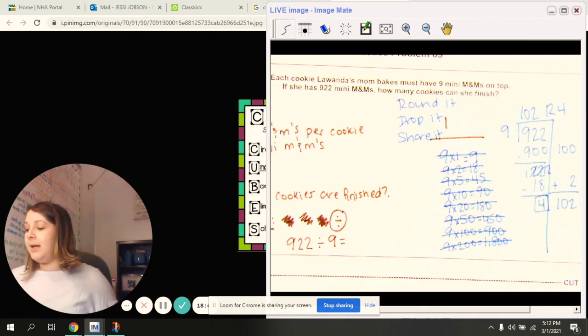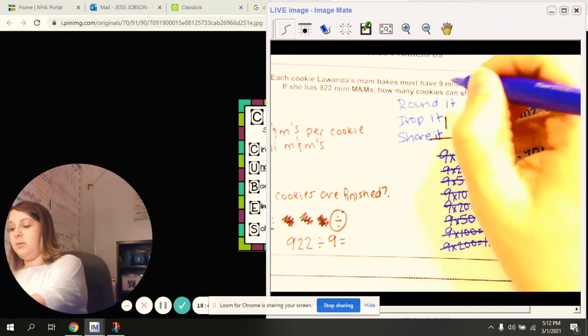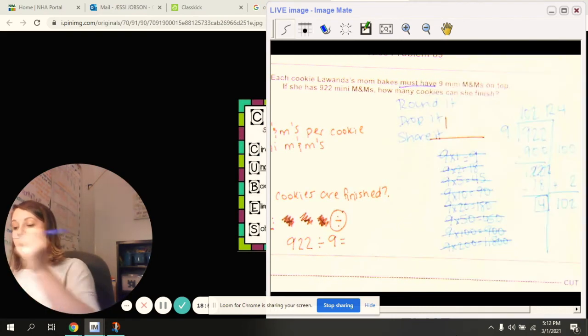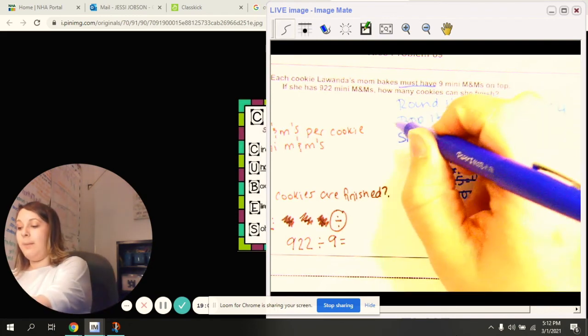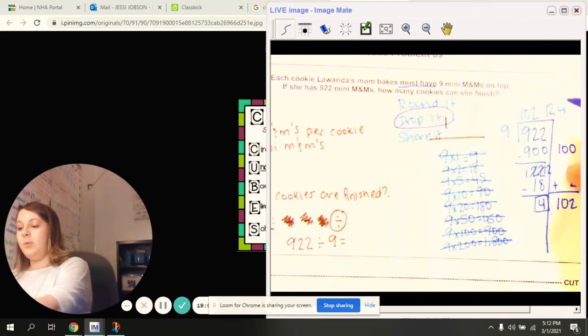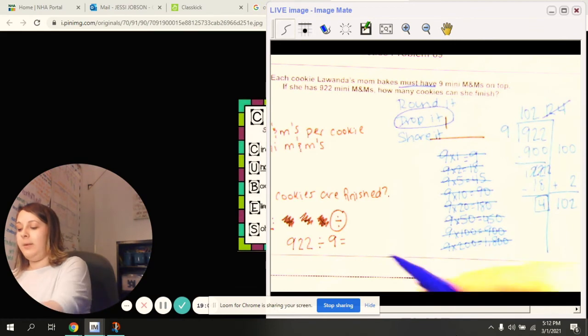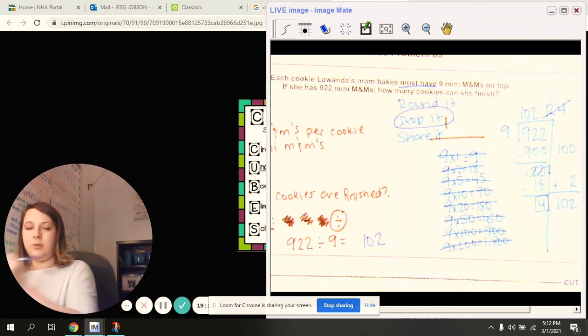For this problem right here, they told us that they must have 9 M&Ms on top. That means we can't have a cookie that only has 4 M&Ms. We can't just make one more cookie because it must have 9. So this would be a drop it problem. So we would drop the remainder. So our answer would be 102.